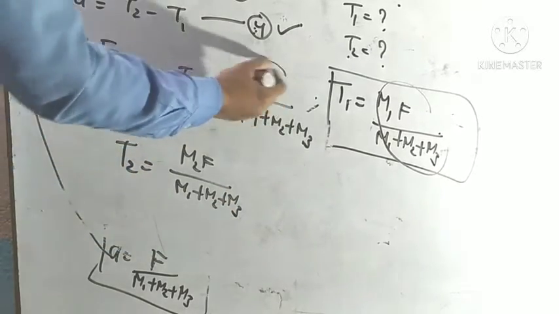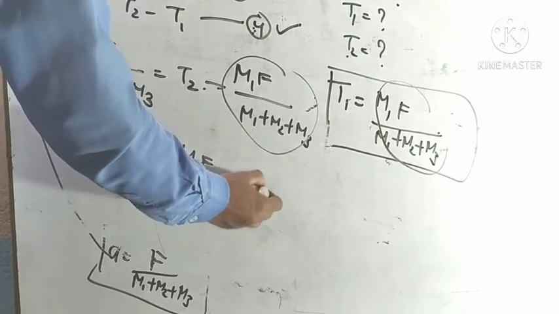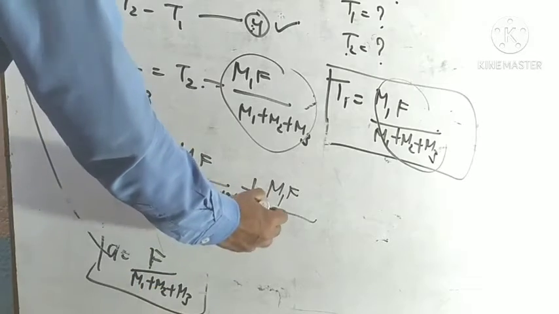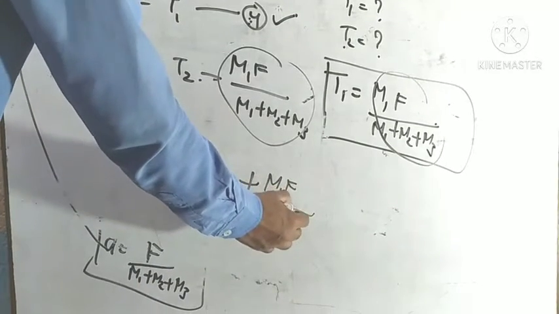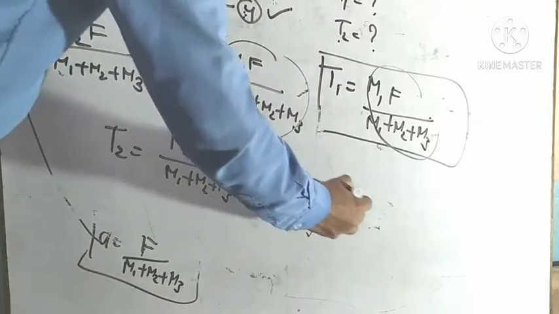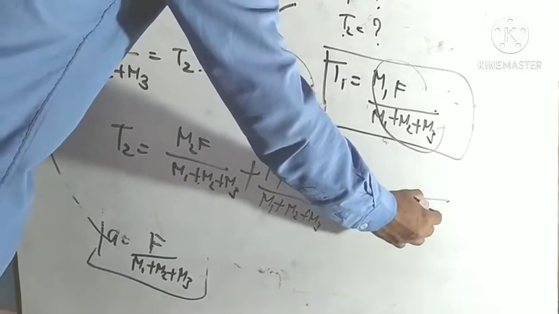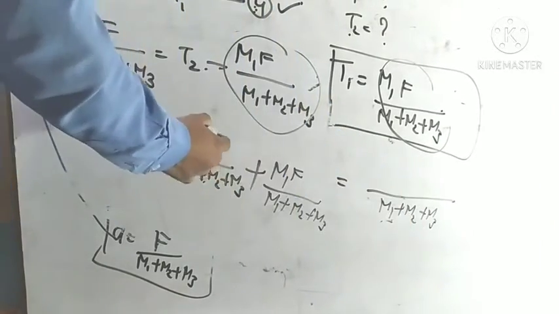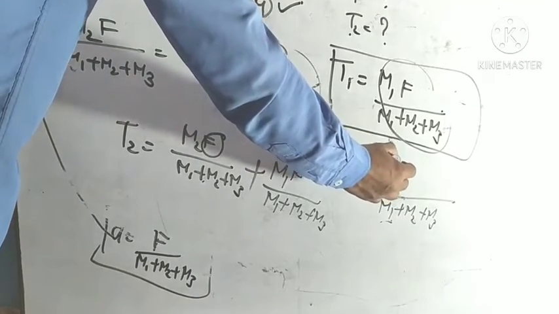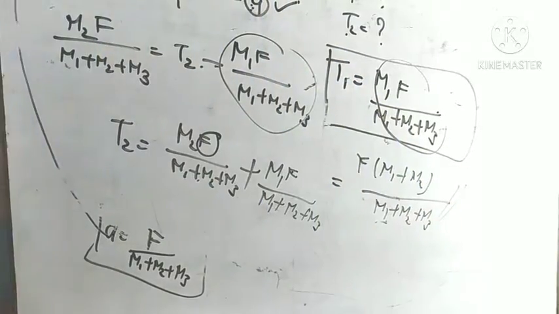Okay, so this term goes to the left hand side, so its sign becomes positive. m1F upon m1 plus m2 plus m3. Okay, so we take the common denominator m1 plus m2 plus m3, and here we take F common, then m1 and m2 are left inside this bracket. So this is the final value of T2.